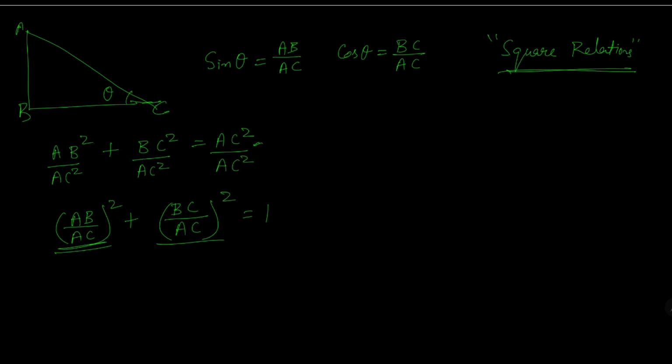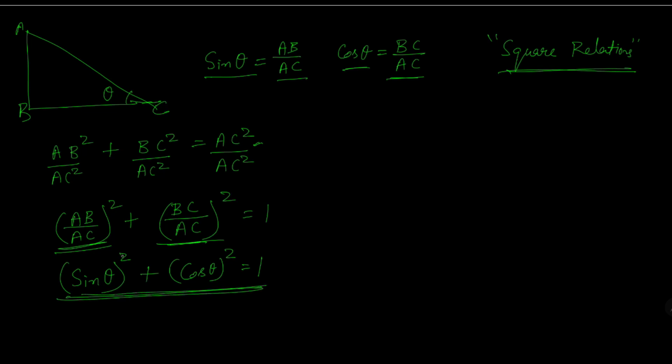Now can you see that AB upon AC is sine theta? So sine theta square plus BC upon AC is cos theta, so this is cos theta square, right? So the way of writing this, that this power can be written before the angle. This power can be written before the angle.